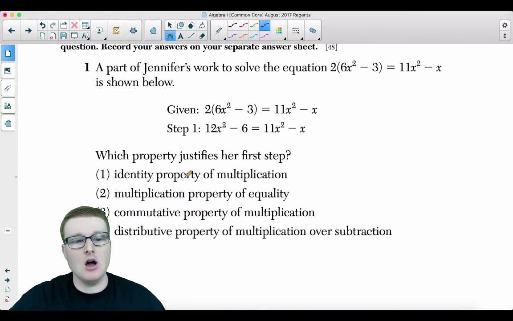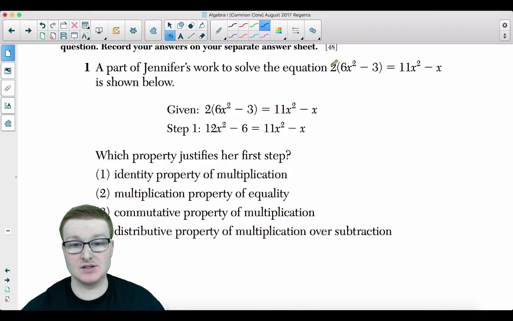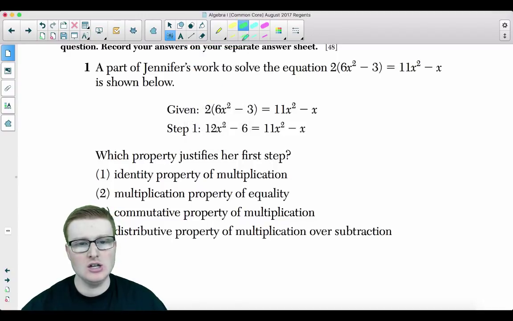Number 1 says, a part of Jennifer's work to solve the equation 2 times 6x squared minus 3 is equal to 11x squared minus x is shown below. So this given is the same as the top, and she performs an operation in step 1. Which property justifies her first step? So something's going on from here to here.